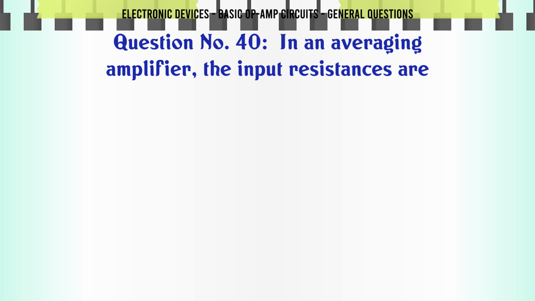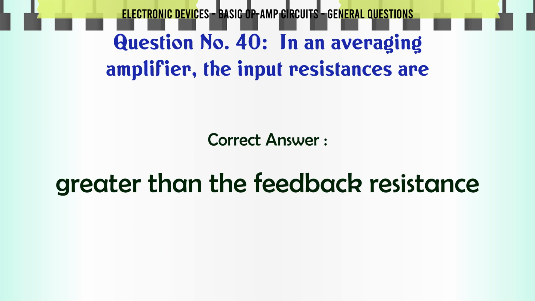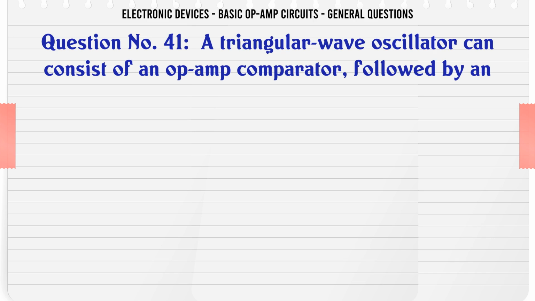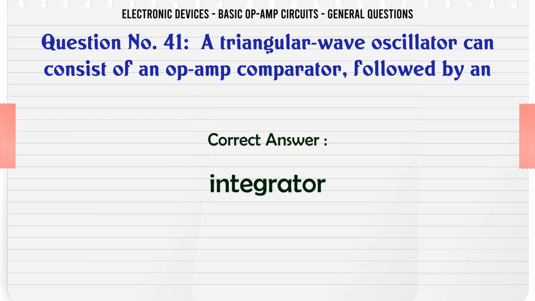In an averaging amplifier, the input resistances are A. equal to the feedback resistance. B. less than the feedback resistance. C. greater than the feedback resistance. D. unequal. The correct answer is greater than the feedback resistance. A triangular wave oscillator can consist of an op-amp comparator followed by an A. differentiator. B. amplifier. C. integrator. D. multivibrator. The correct answer is integrator.